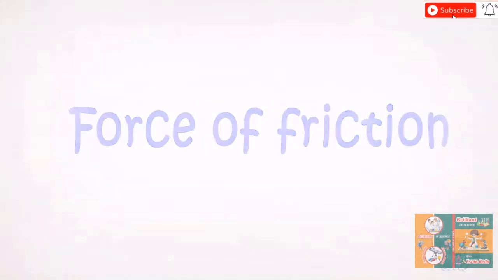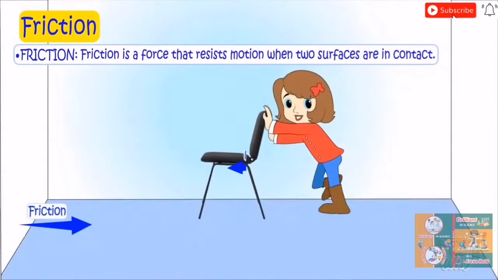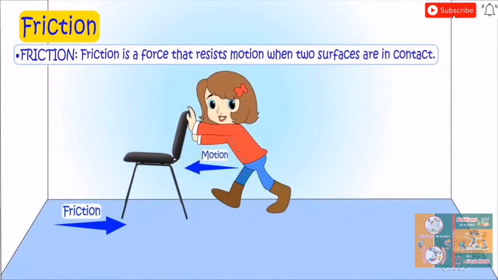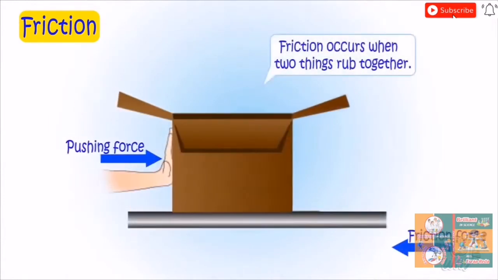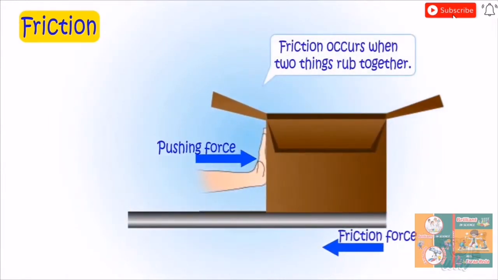So let's get started. Friction is a force that resists motion when two surfaces are in contact with each other. Friction occurs when two things rub together. Let's see it with an example.